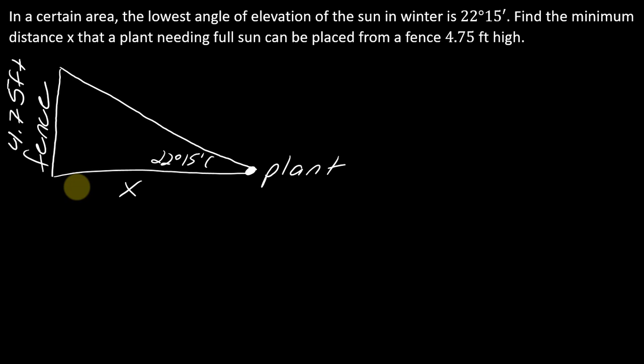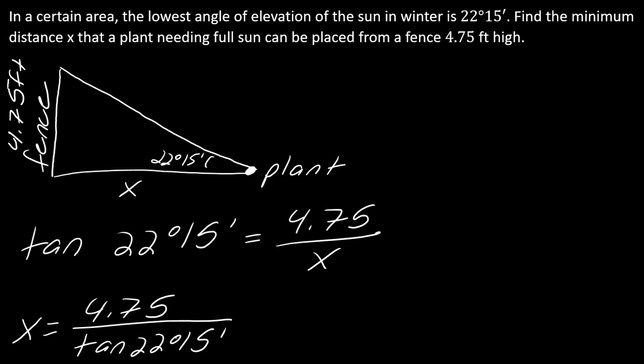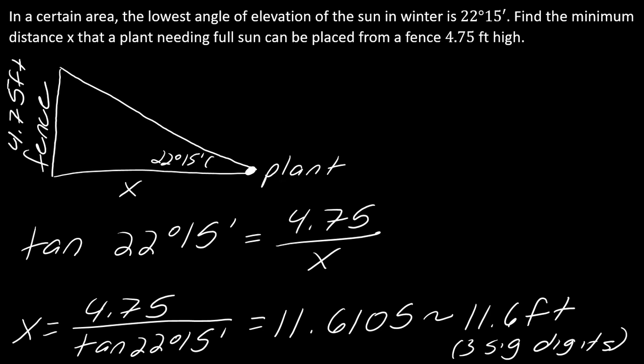So I notice I've got the adjacent and the opposite sides of this kind of measured out. So that's going to require me to use tangent. So tangent of 22 degrees and 15 minutes is going to be equal to the opposite over the adjacent, so 4.75 over x. Then I can solve for x, and I can just plug this into my calculator. However, remember, of course, you want your significant digits, so I've got 3 significant digits here, so this will come out to 11.6 feet.